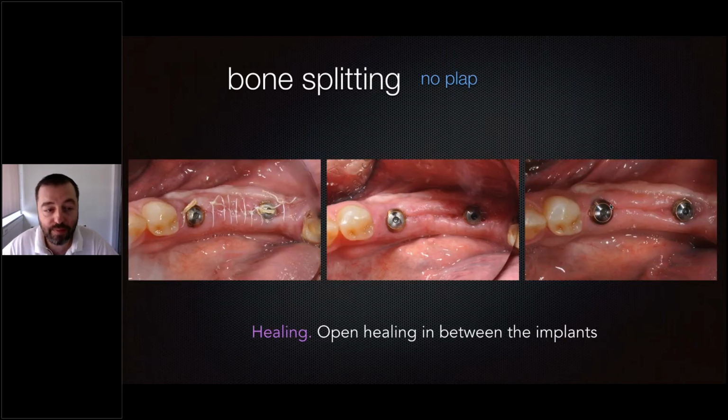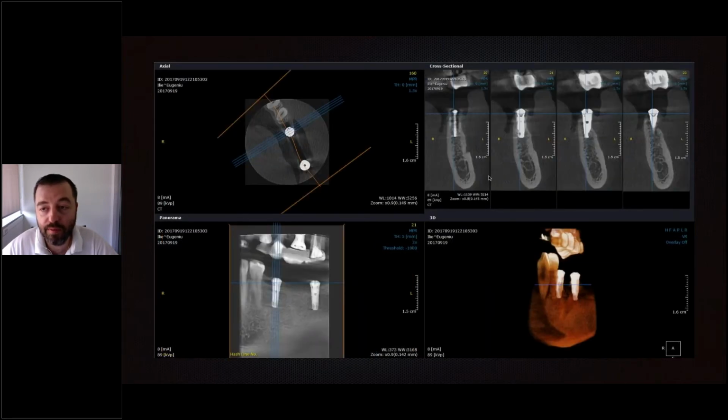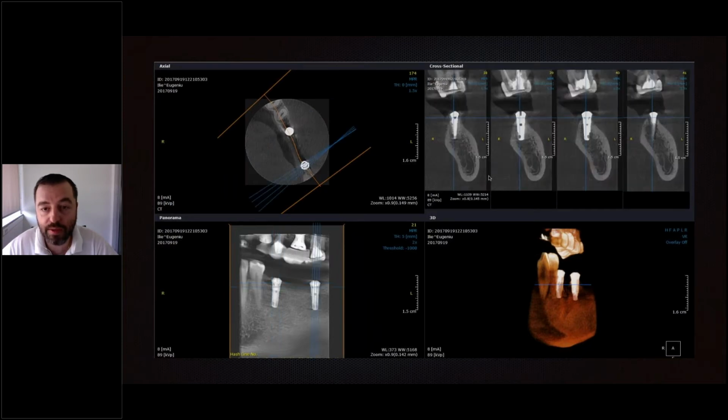So this is again the healing. You see how nice the outcome is. And here is after we take out the sutures, and then 3 months after the healing. Here is a CBCT, so it's a wider ridge, 4.5. And this is the CBCT after placement of the implant with the ridge expanded, as you saw.